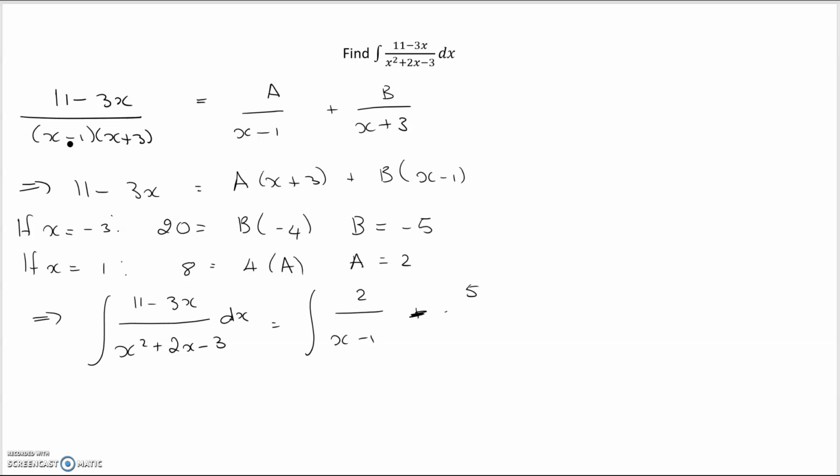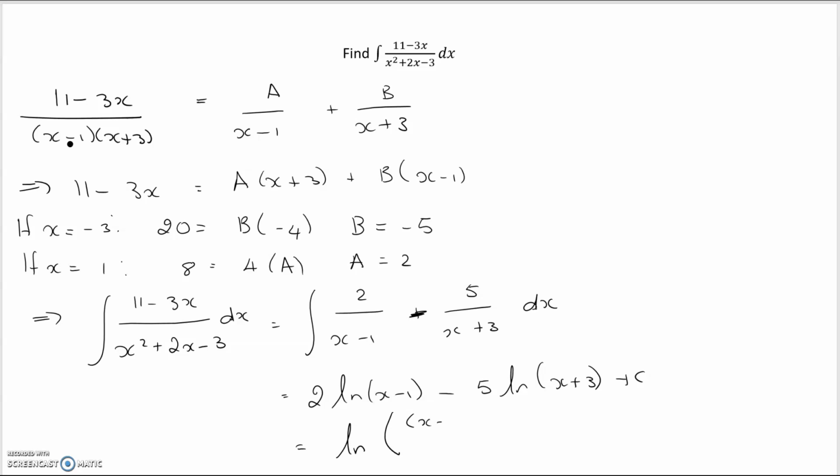Minus. Okay, so the first term would be 2 times the natural log of x minus 1 minus 5 times the natural log of x plus 3, and you could leave it like that, or you could use your rules of logs to say that that's x minus 1 squared over x plus 3 to the power 5, plus c.